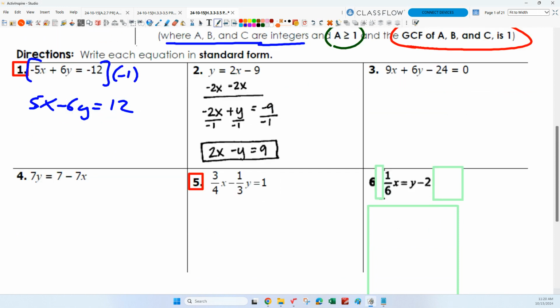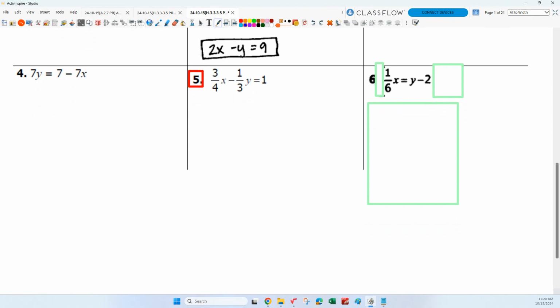All right, what about number 5? What would I do? Yeah, clear the fractions. We want integer coefficients, so what would I distribute? 12. Yeah. If I distribute 12, what do I get from the first term? 9x. 12 over 4 is 3 times 3 is 9. Second term. Minus 4y. And on the right side? There you go. Done. Okay?